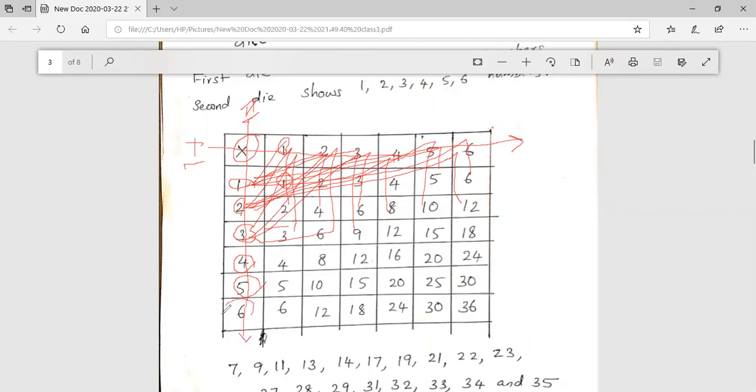Next one, 6 table. So 6 times 1, 6. 6 times 2, 12. 6 times 3, 18. 6 times 4, 24. 6 times 5, 30. 6 times 6, 36. Like this, the highest score is 36.